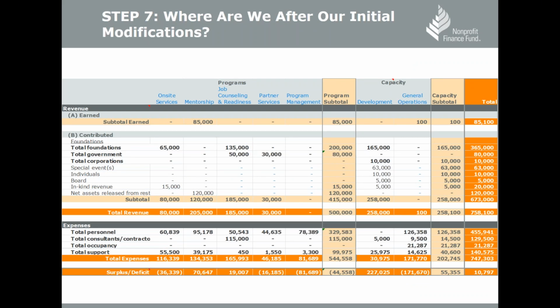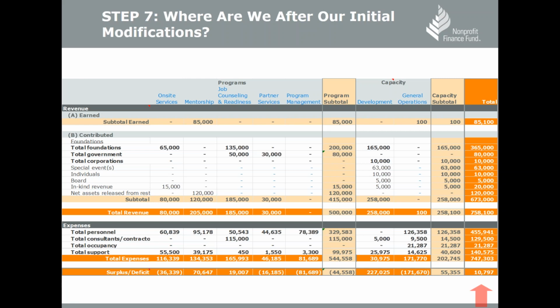After the modifications reflecting the changes made to the subprograms, the organization is now generating an $11,000 surplus, a big improvement from the deficit of $15,000. That $11,000 will begin to build the organization's balance sheet with resources it needs to support their mission.